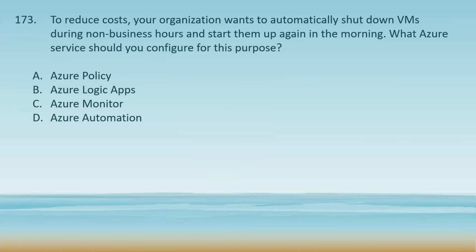To automatically shut down VMs during non-business hours and start them up again in the morning in Azure, you should configure Azure Automation. Azure Automation is a service that allows you to create, schedule, and automate various tasks and processes within your Azure environment. You can use Azure Automation to create runbooks, which are sets of scripts that can be executed on a schedule or in response to specific events.